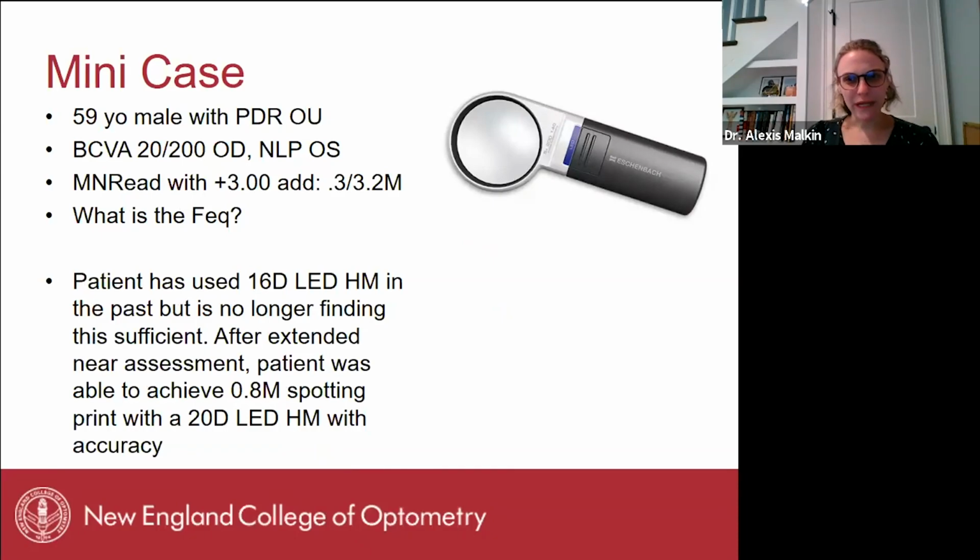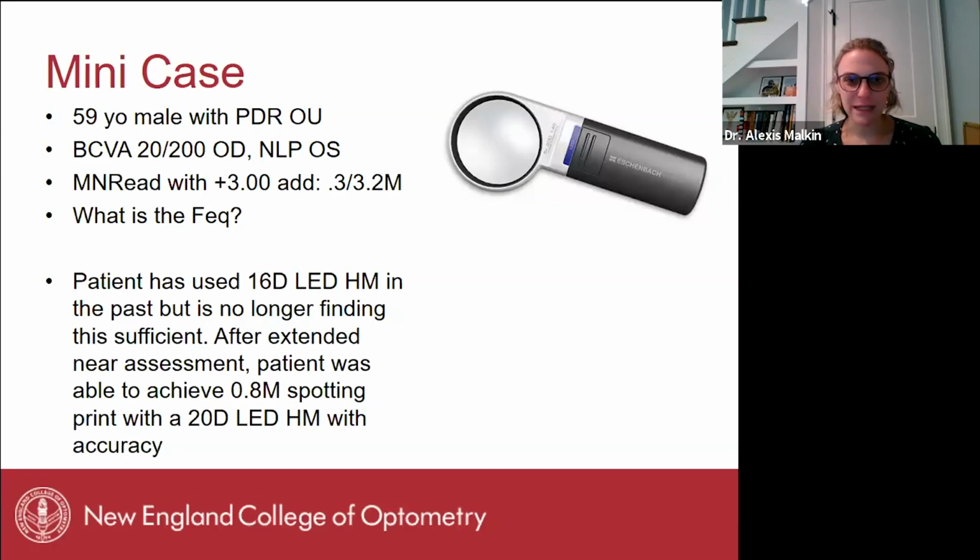But the patient was already using a 16 diopter hand magnifier. So his predicted FEQ was 10 to 11 diopters, but he's not doing well even with a 16 diopter. So we did a bit more of an extended near assessment with this patient, and to get him to his spot reading goal, we had to go up to a 20 diopter hand magnifier.